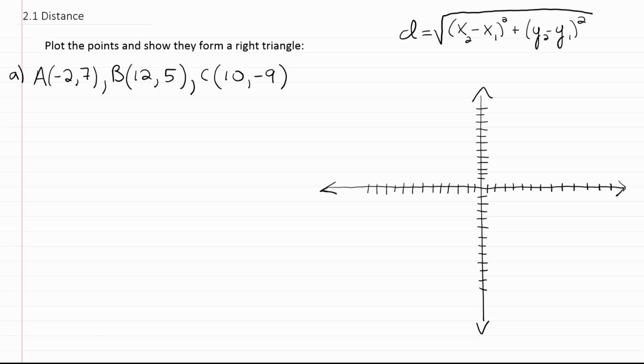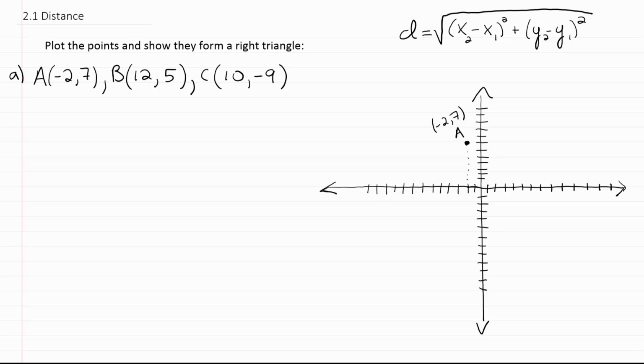All right, in this example, we're plotting these 3 points on the Cartesian plane that's shown here, and then we want to show that they form a right triangle. So let's go ahead and use the (-2, 7) first. So we'll go 2 to the left and then up 7. 1, 2, 3, 4, 5, 6, 7. So that's about right here. And that's point A. And again, point A is (-2, 7).